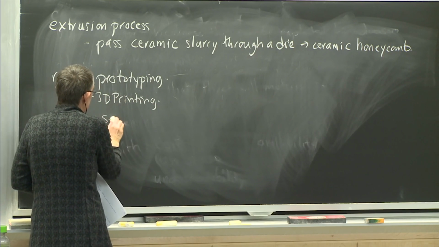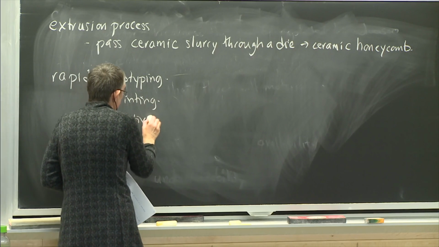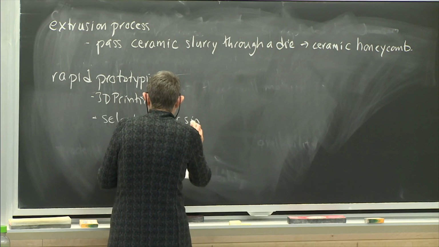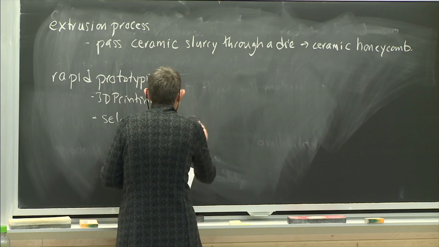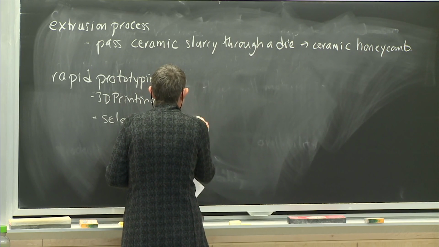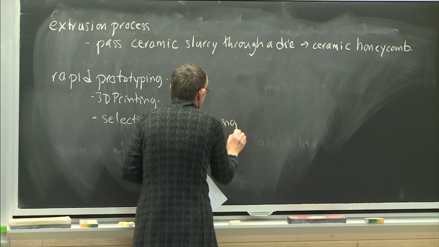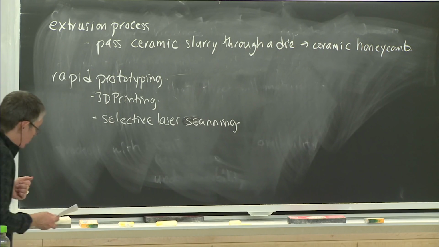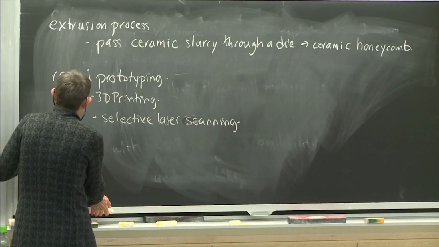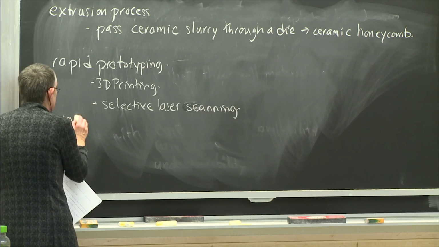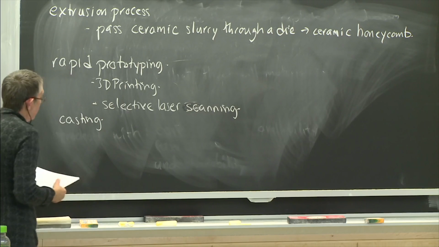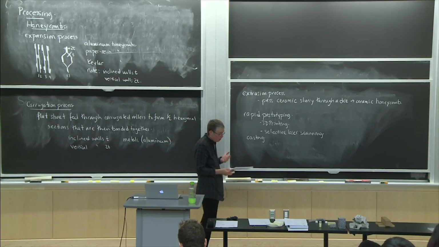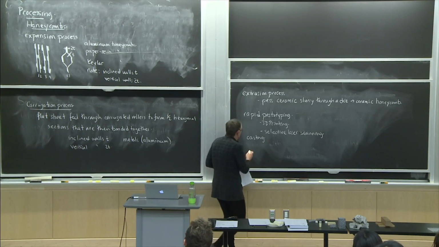You can also use selective laser sintering. Let's call it selective laser scanning. So you could have a photosensitive polymer and use a laser to cure that and build up a honeycomb type structure. And you can also cast honeycomb structures. Those rubber honeycombs that I passed around are made by casting. So you take a liquid silicone rubber and you add a hardener and you pour it into a mold.